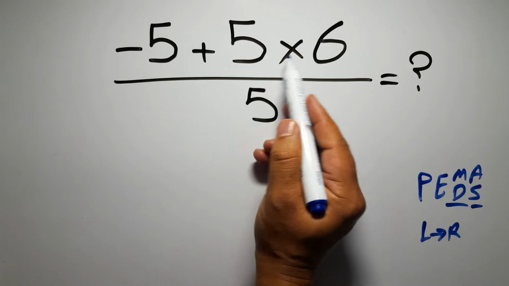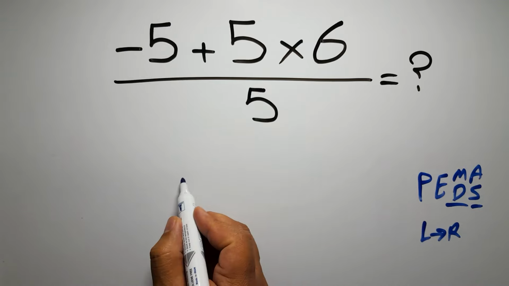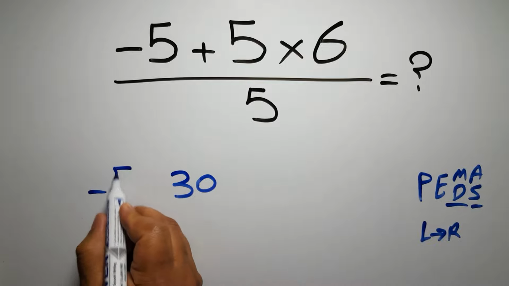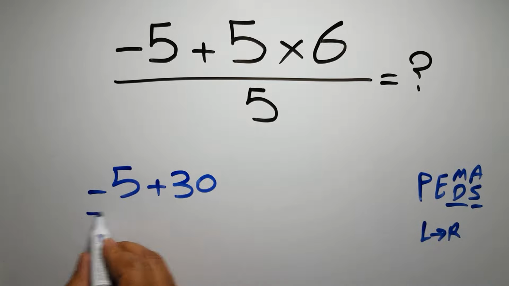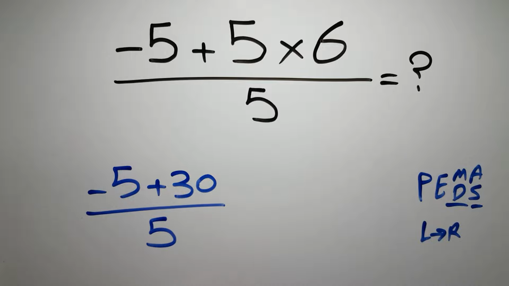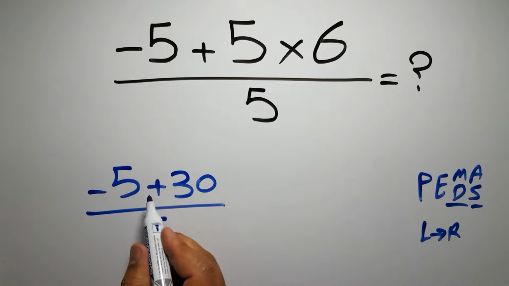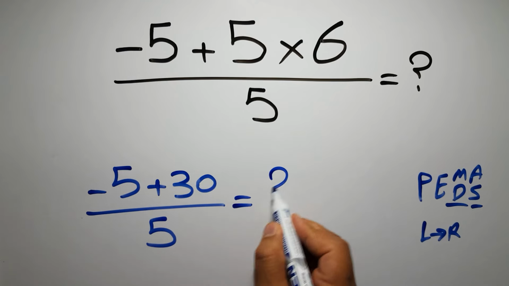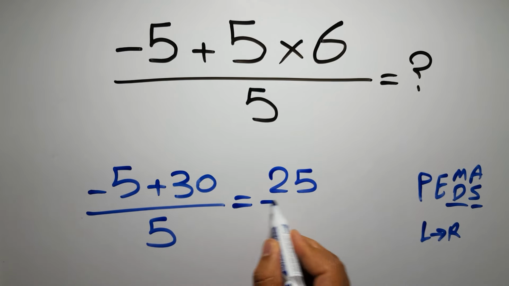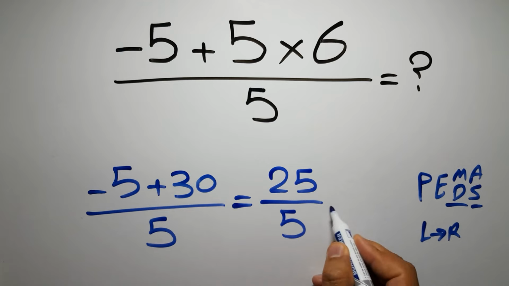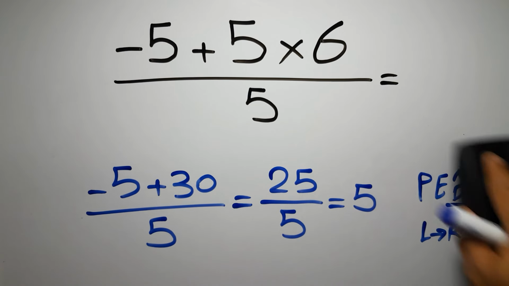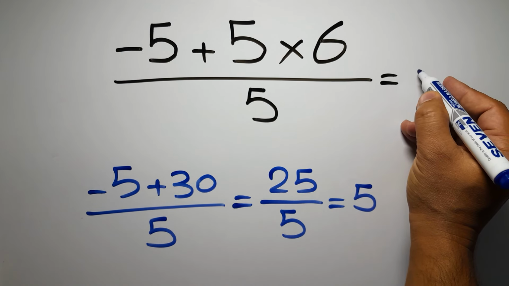So first 5 times 6, which equals 30. So negative 5 plus 30 over 5. Now we have to do this addition. Negative 5 plus 30 gives us 25. So 25 over 5, which equals 5. And this is our final answer to this problem. The correct answer is 5.